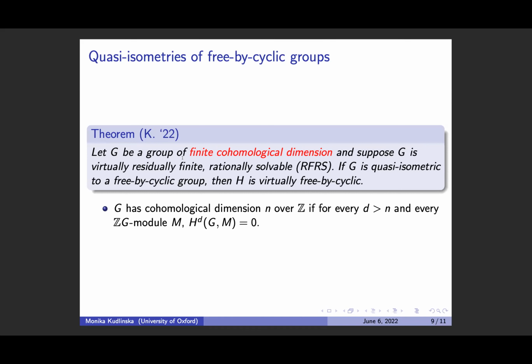In fact, if I have two groups, both of which have finite cohomological dimension, if they are quasi-isometric, then the cohomological dimension is equal. So here in particular, my G will have the same cohomological dimension as any free-by-cyclic group, and all of these groups have cohomological dimension 2. And another nice fact to know is that groups of cohomological dimension 1 are exactly free groups.